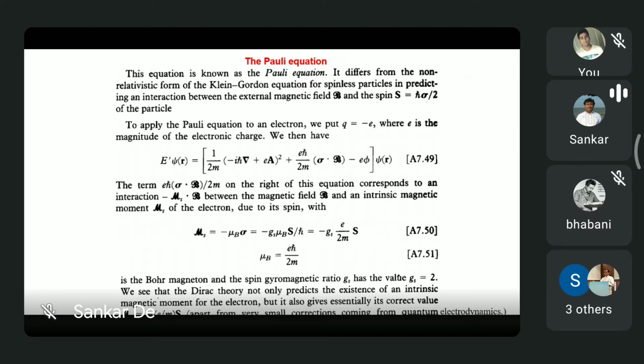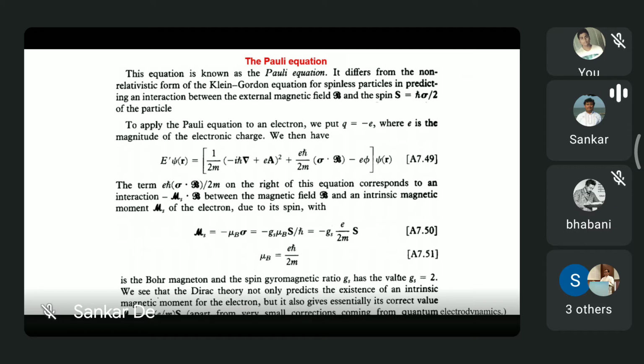Then we go on solving this Pauli's equation, where we take q as the electron. After solving this equation, the left hand term defines the interaction ms·B, that is the interaction between the magnetic field B and the intrinsic magnetic moment ms of the electron due to its spin. This is the first time that the spin and its interaction with the magnetic field is defined, and the intrinsic magnetic moment of an electron is also defined.